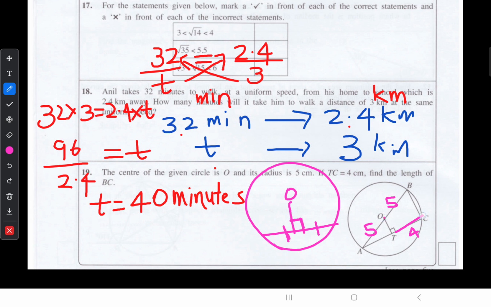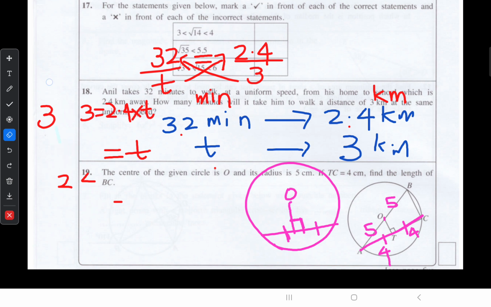Similarly, this is a chord of the circle. From the center, we are drawing a straight line that is perpendicular to this chord, and it bisects the total length into two equal portions. So we know TC equals 4 centimeters, so AT also should be 4 centimeters. This is the chord theorem. Then after, we can use the Pythagoras theorem to get our BC.